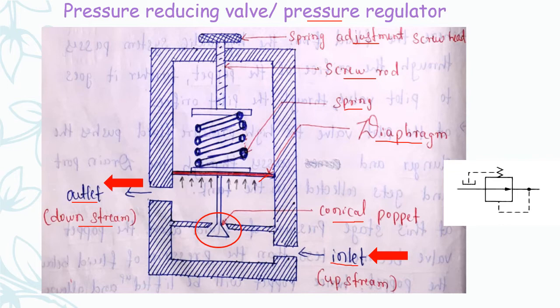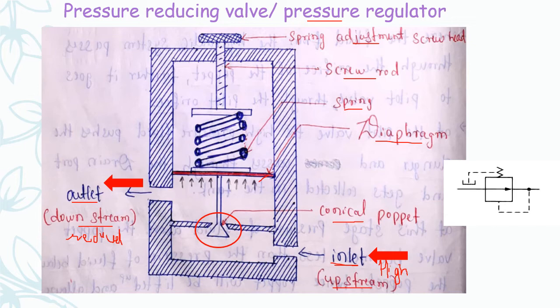So here the inlet port will have a high pressure fluid. The fluid which is entering at the inlet of a pressure reducing valve will be a high pressure fluid, which is called upstream, and the outlet port, which is maintained at a constant reduced pressure, is called downstream. So this pressure reducing valve is actuated by the outlet pressure.